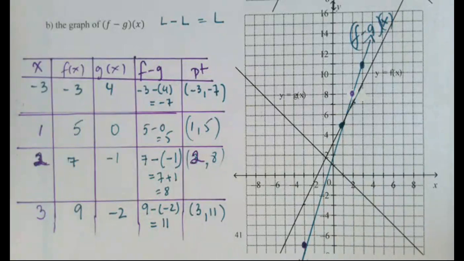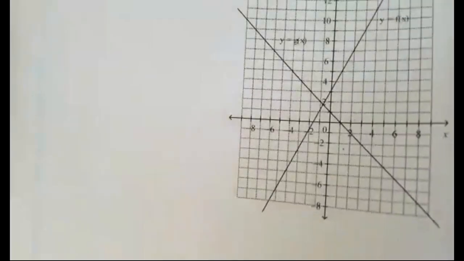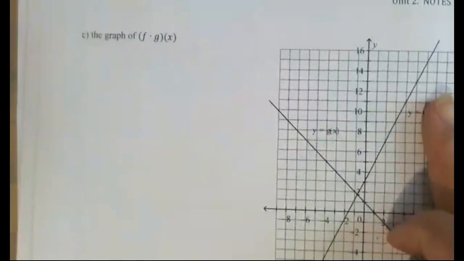And we're going to do one more with times, the quadratic, so you can see how it's going to change into a quadratic function, the parabola. So f times g, so let's set up our table.